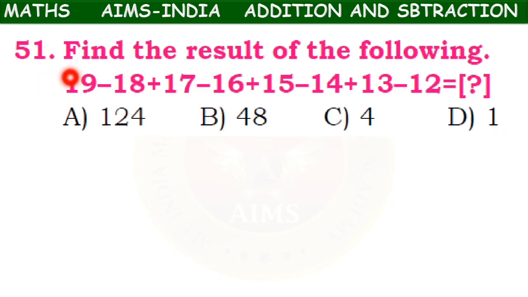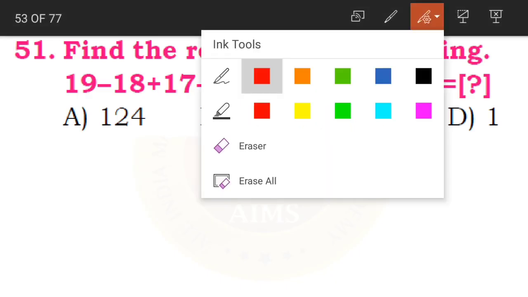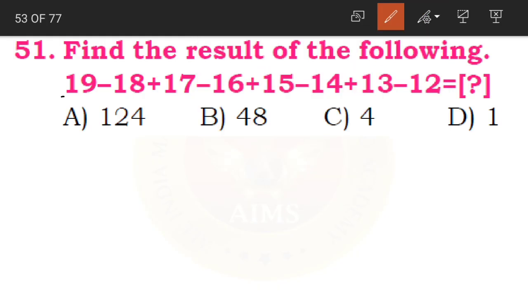Question number 51. Find the result of the following. 19 minus 18 plus 17 minus 16 plus 15 minus 14 plus 13 minus 12. Now this might seem like a very big problem, but actually this is very easy, children. See, what is 19 minus 18? 1. Then we are having the plus symbol.